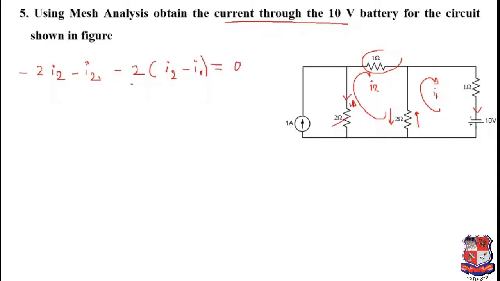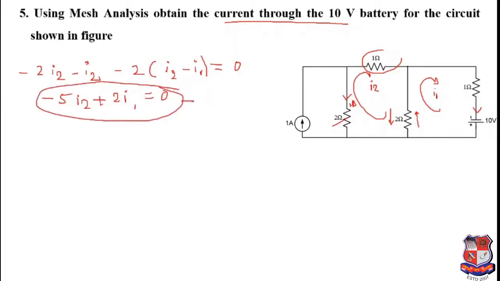If you simplify this, what will be the equation? It will be minus 5 times I2 plus 2 times I1, which equals 0. This you can call equation number 1. This is your loop 1. Similarly you can solve for loop 2. So what will be loop 2? Loop 2 is this one.